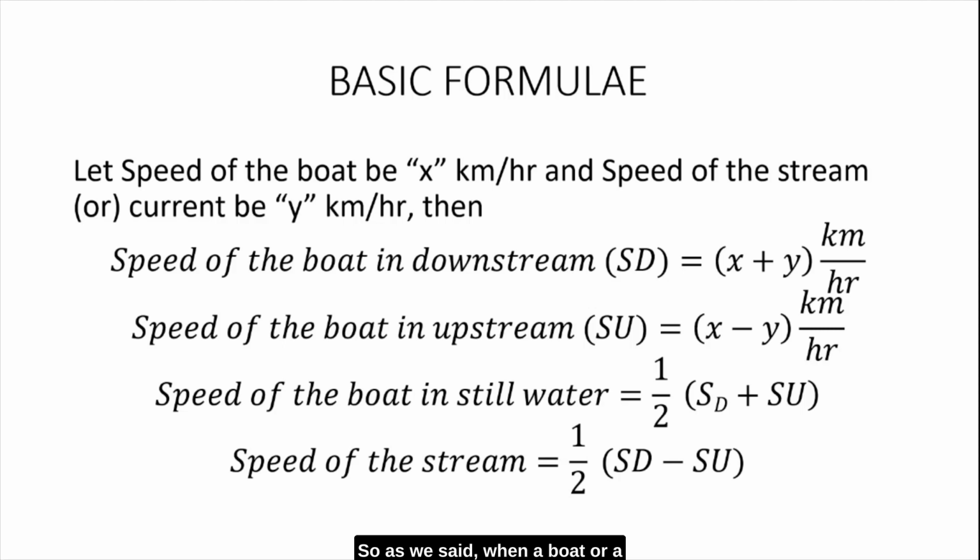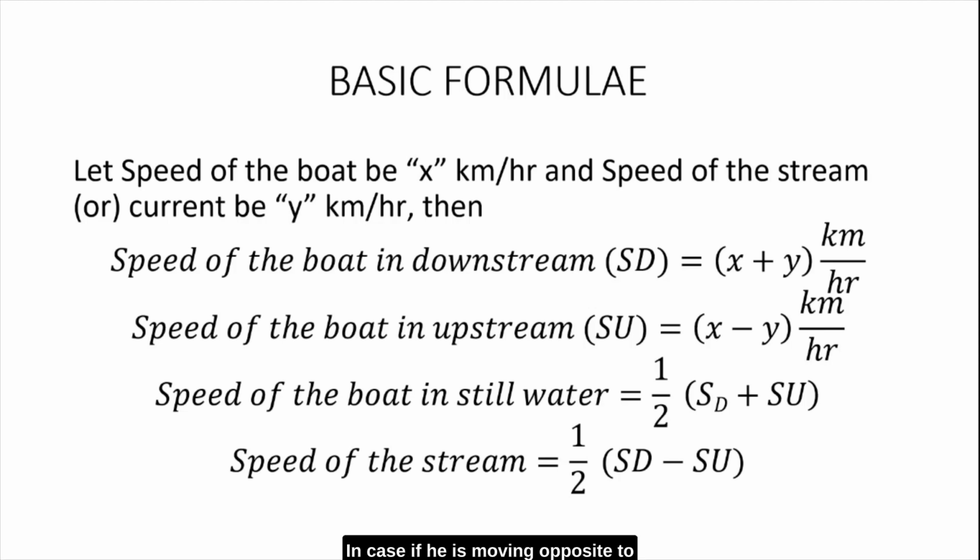As we said, when a boat or a swimmer moves along the direction of the flow, we know that the speed will increase. Therefore, the speed of the boat in downstream, SD, will become x plus y kilometer per hour. We have heard that a man has been hit by the flood. Since the man goes along the direction of the flood, he will be washed away. Similarly, whenever a man or a boat moves along the direction of the stream, his speed increases. That is, SD is equal to x plus y kilometer per hour.